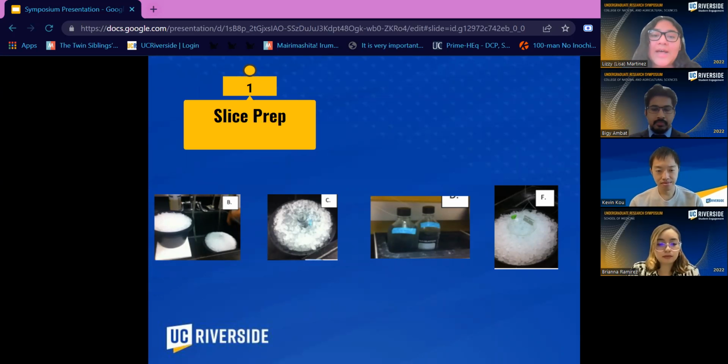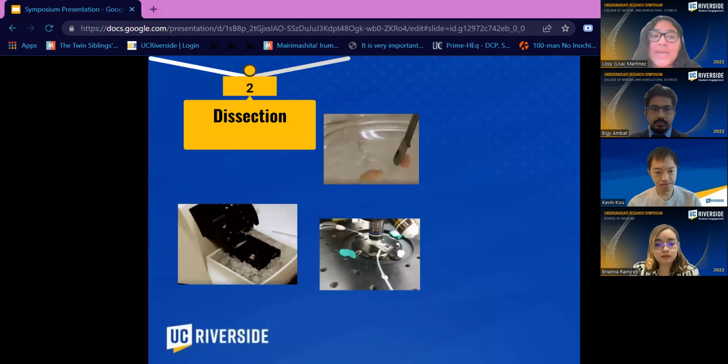And then after that, we have to bisect the slices of the brain itself. And then we transfer it to a vibratome, which can be seen here. So a vibratome is that machine on the far left. On the top, that's where the bisection happens. And on the bottom of that first image, that is where we actually see the cells.